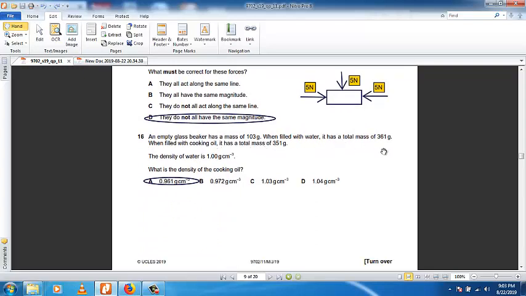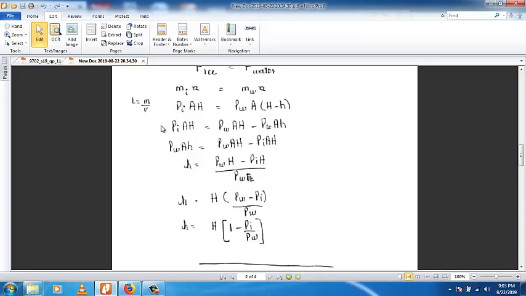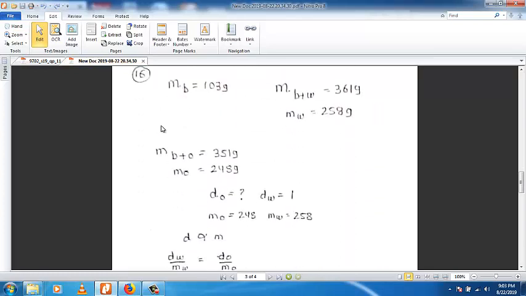When filled with water, it has a total mass of 361 grams. When filled with cooking oil, it has a total mass of 351 grams. The density of water is 1. What is the density of the cooking oil? That's a simple question. You just have to solve it up.